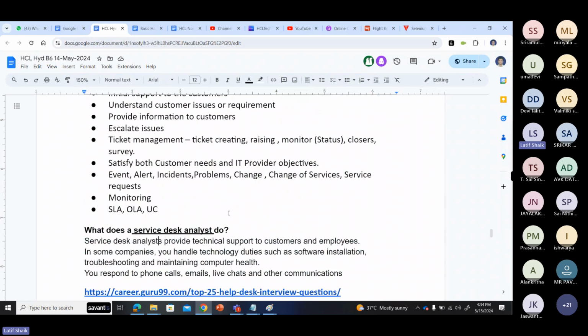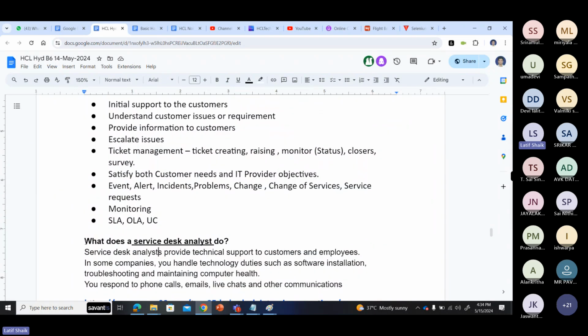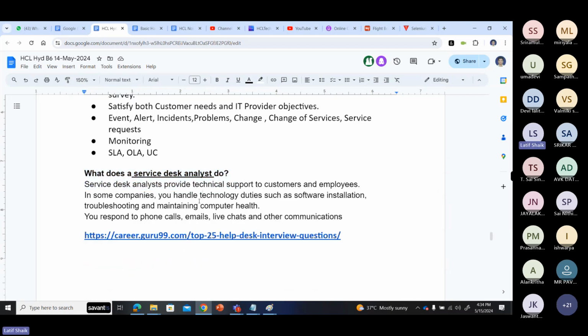So what is the service desk? What does the service desk analyst do? A service desk analyst provides technical support to the customers and employees.